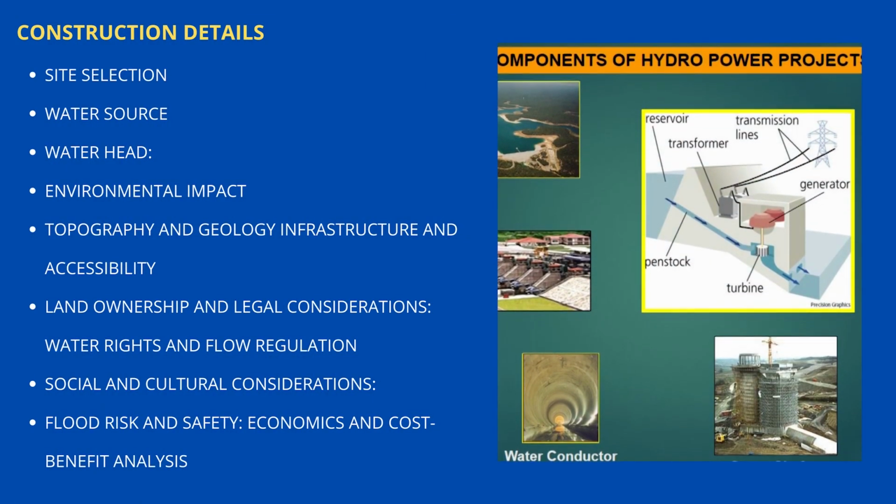Here are some key factors to consider during the site selection process for a hydroelectric power plant. The first factor obviously will be the availability of a water source. The availability of a reliable and sufficient water source is a fundamental requirement for a hydropower plant. The site should have a river, stream or other water body with a consistent flow throughout the year. The volume and velocity of water are essential in determining the potential energy generation capacity.